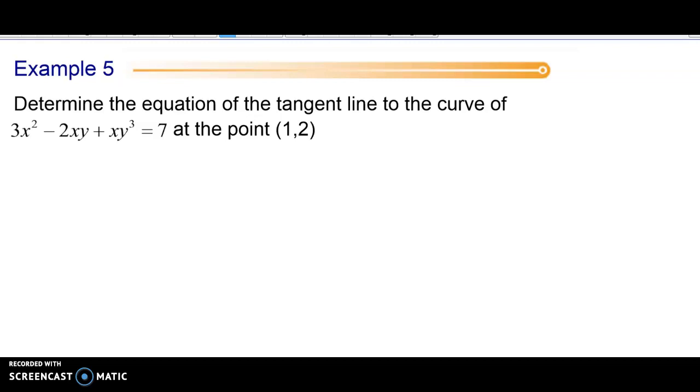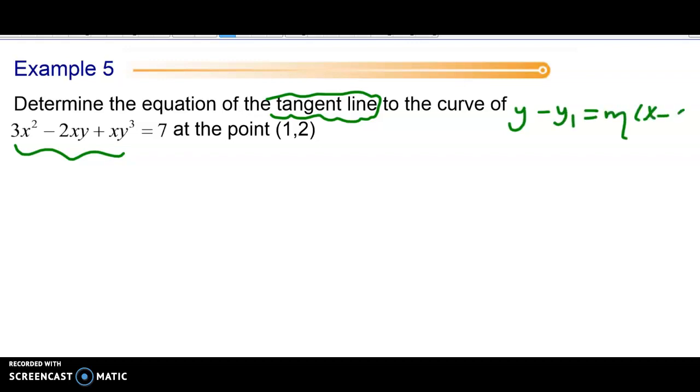This is example 5 in section 4.9. So for this relation, we want to determine the equation of the tangent line. Now, an equation of a tangent line would be y minus y1 equals the slope times x minus x1, where x1 and y1 are a coordinate on the relation, and the slope is basically the derivative at that coordinate.